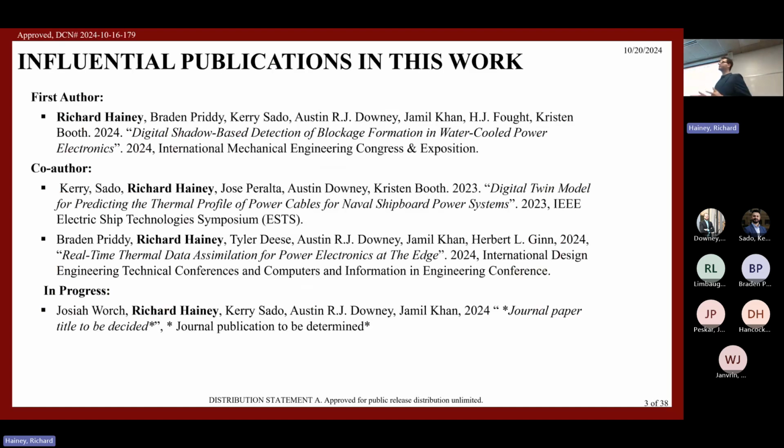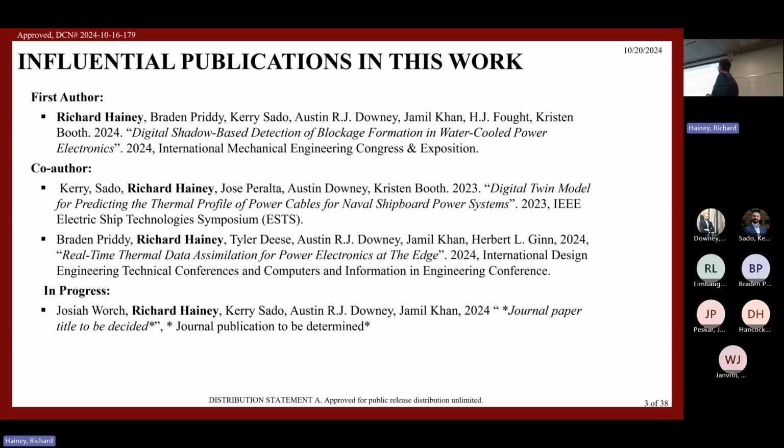Over my time in graduate school, I have co-authored and authored a couple of papers. Two of the papers, you can see the co-author there: digital twin modeling for predicting thermal profile of power cables and such. That is my first taste of digital twin technology and helped me learn a little bit more. Gary is very knowledgeable on digital twins. He was invaluable to the research that we've been conducting.